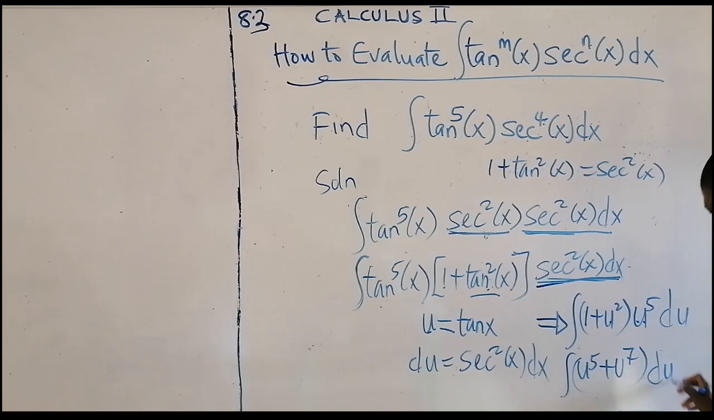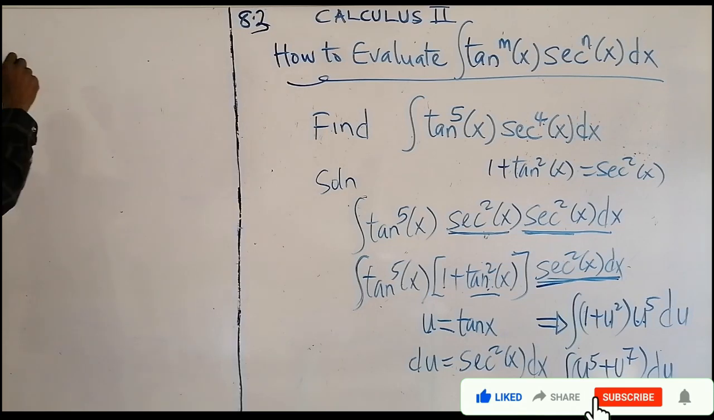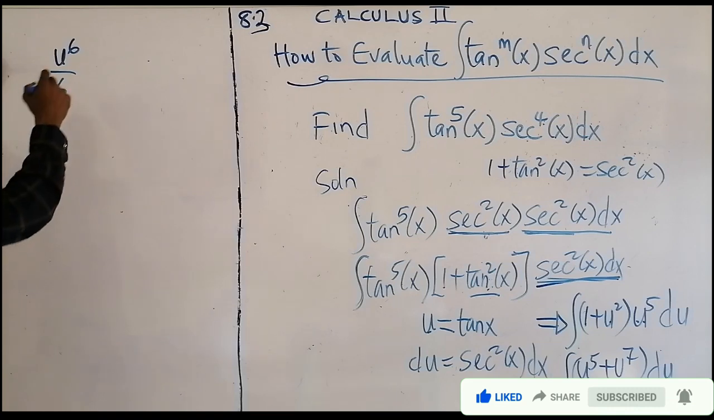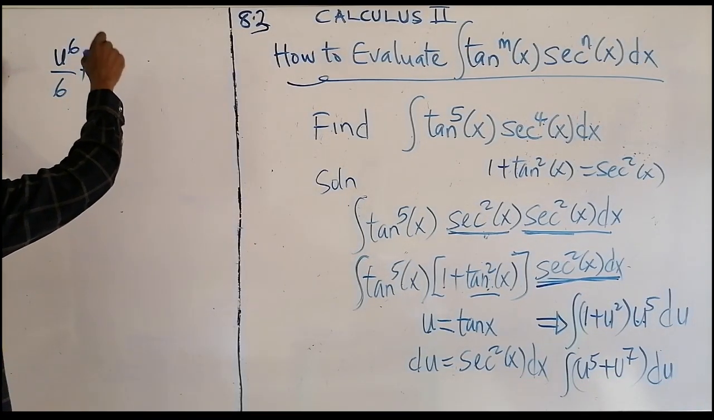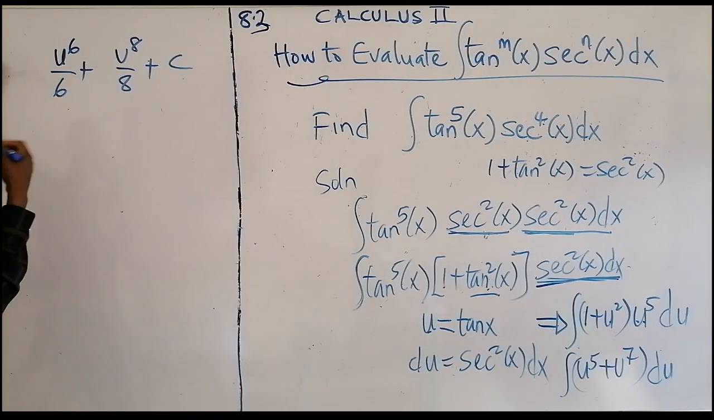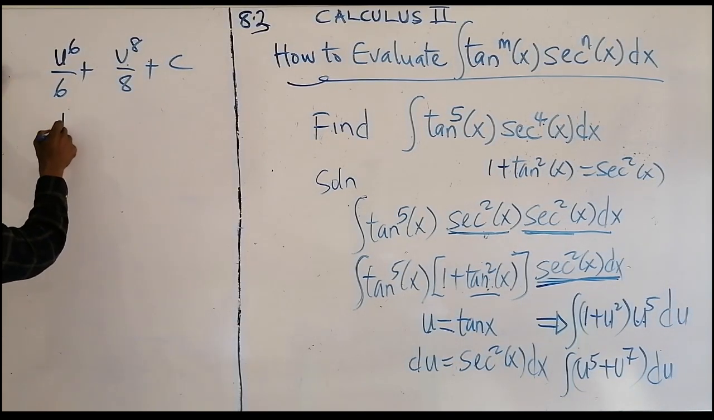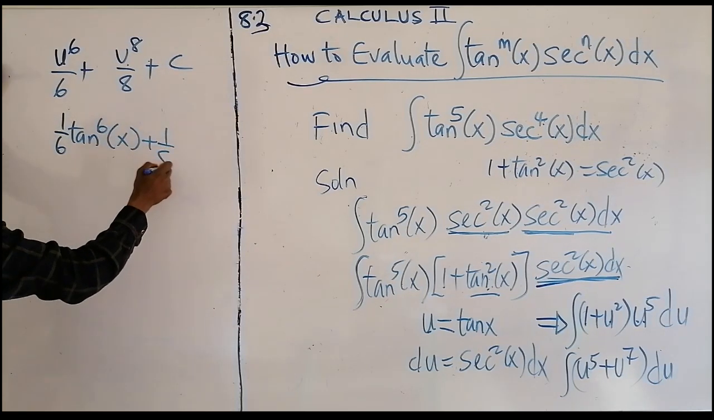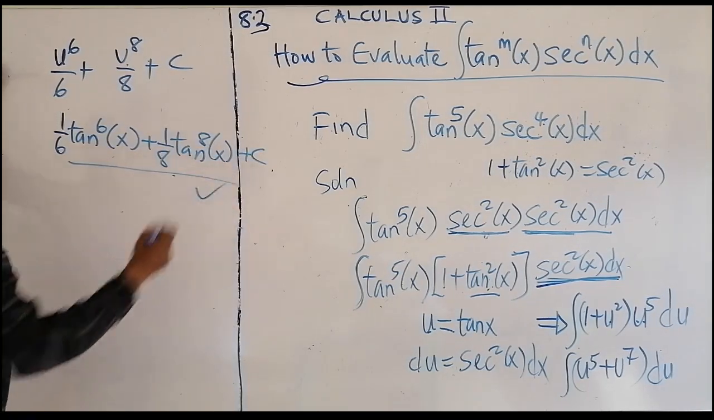Then the next thing to do is to integrate. The integral of u to the power 5 is u to the power 6 over 6, the power plus 1, plus the integral of u to the power 7, that will be 7 plus 1, that's 8, u to the power 8 over 8. Then substitute back your u, which is tan x. That's 1 over 6 tan to the power 6 of the function plus 1 over 8 tan to the power 8 of the function plus c. And that finishes that solution.